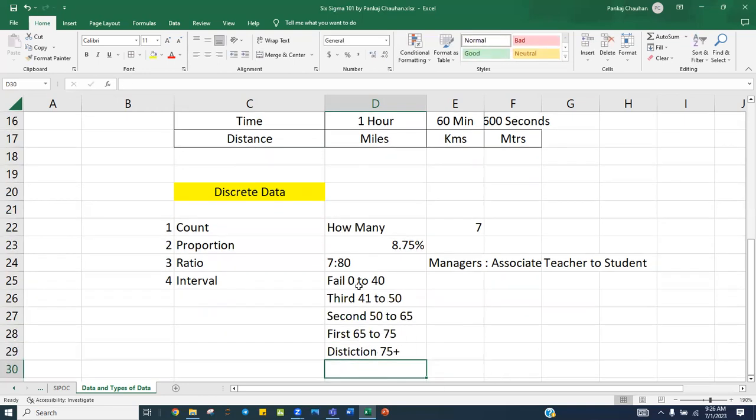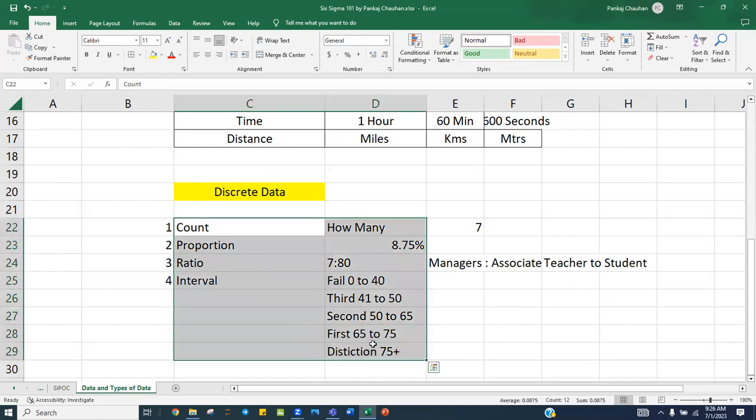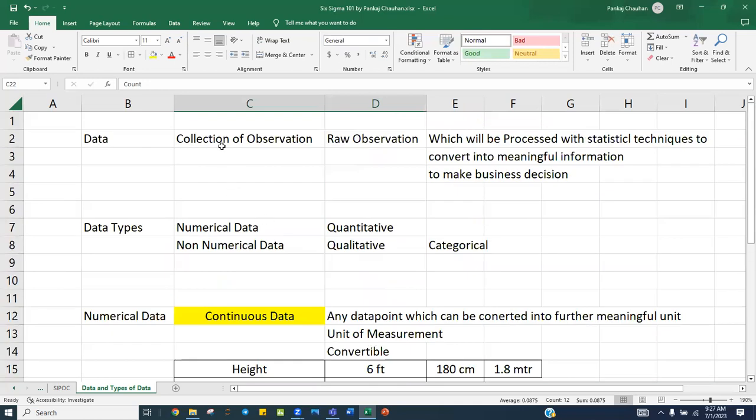So these are the data. You say 0 to 40 is one interval, 41 to 50 is another interval, 50 to 65 is another interval, 65 to 75 is another interval, and 75 plus is another interval. This is the way we find out the discrete data. So again, to summarize, data is anything which is a collection of observations, which will be processed with the help of a statistical technique to convert into meaningful information. Based on this meaningful information, we'll be taking our business decision.